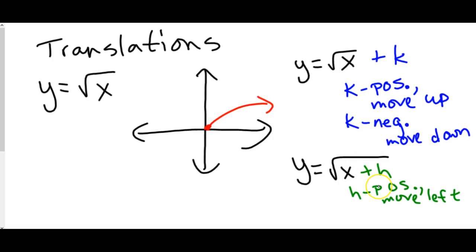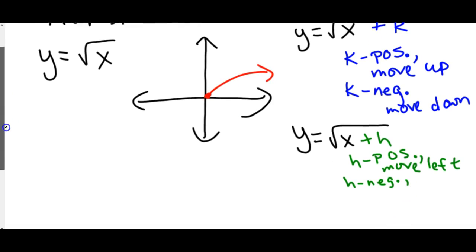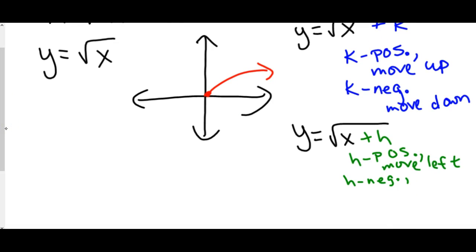Being under that square root makes it act kind of oddly. Then if H is negative, we move down. Sorry, not down, right. So we have moving up, we have moving down, we have moving left, we have moving right.